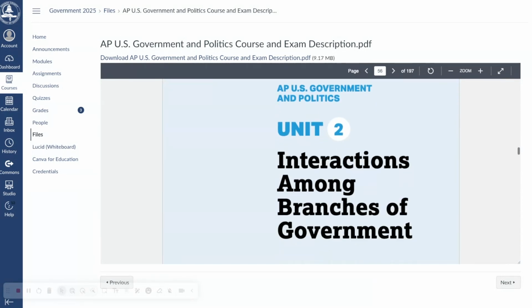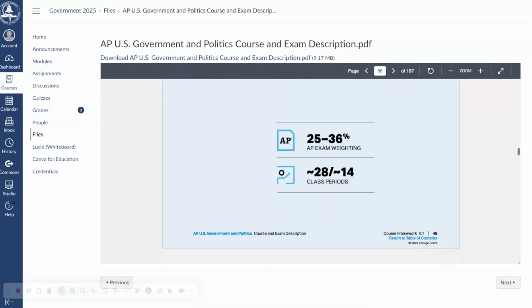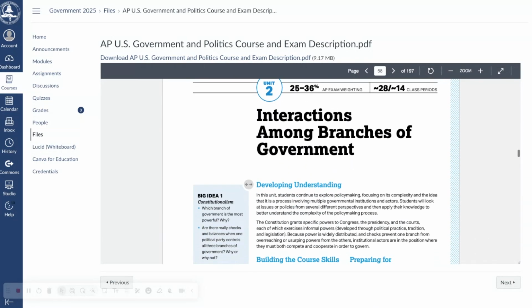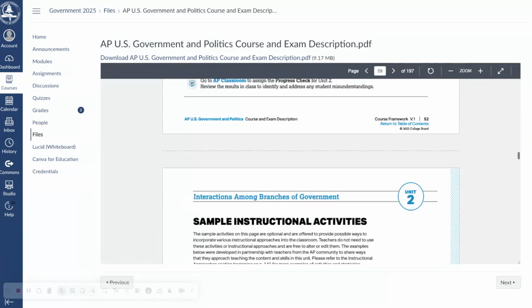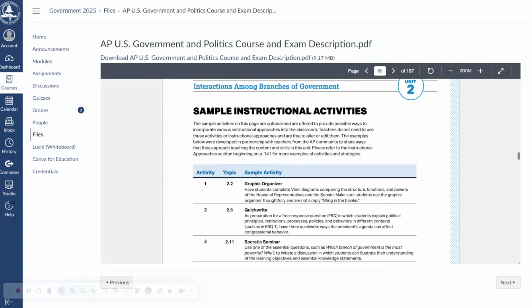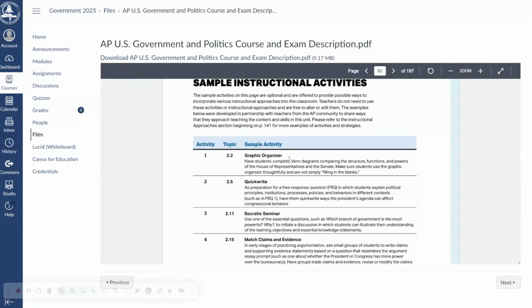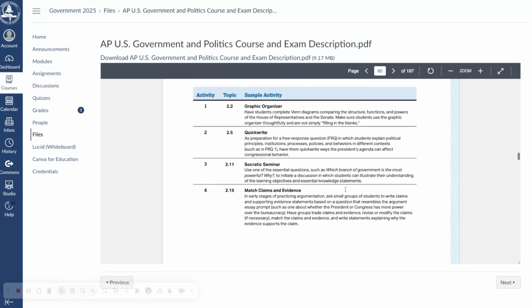Now I'm going to go to unit number 2, interactions among branches of government. I go down a little bit more, and I'm going to see sample instructional activities again. So possibly graphic organizers can be helpful, Venn diagrams to see some of the similarities and differences. Quick writes can be beneficial because that could be a very nice preparation for FRQs, free response questions, the 4 that students will take for the AP GoPo test.